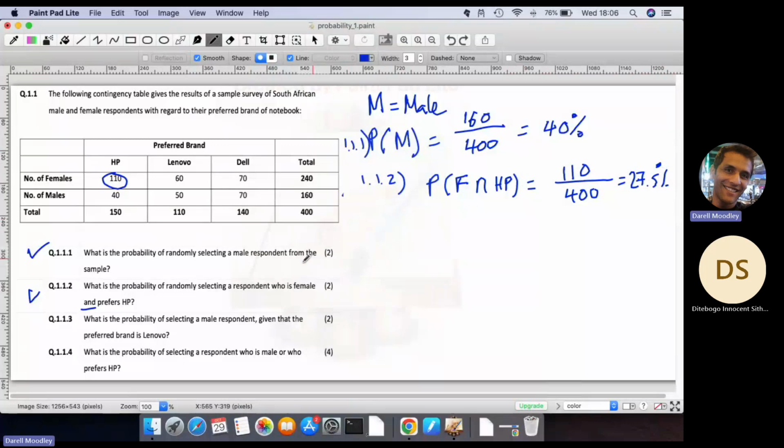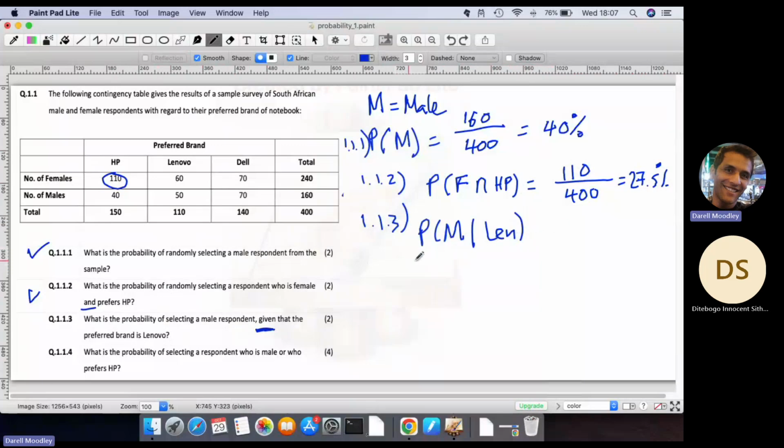Now let's move on to 1.1.3. What is the probability of selecting a male respondent given, and this is an important word, because it means it's a conditional probability. What's the probability of selecting a male, given, the symbol for that is this vertical line, that the preferred brand is Lenovo. I'm going to write LEN as short form for Lenovo.